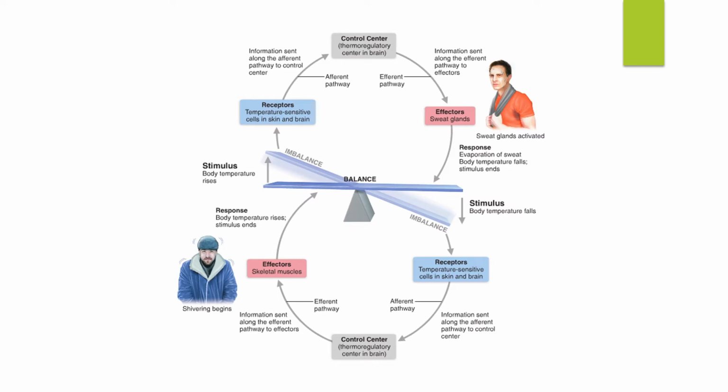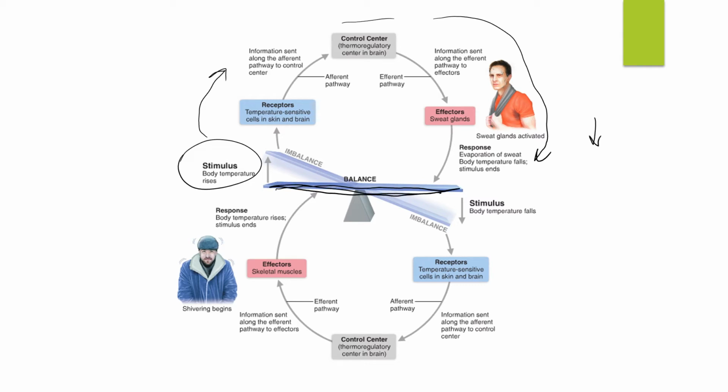So here's that example of temperature. You have a stimulus such as your body temperature rising that causes the receptors to send information to the brain. The brain says, whoa, it's too hot. I'm going to sweat. And it sends that information to the sweat glands that start to create the response of sweating, and it brings back the balance to your body temperature. It brings your body temperature back down.